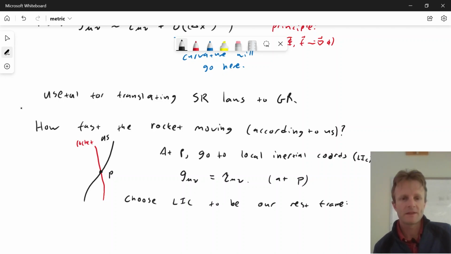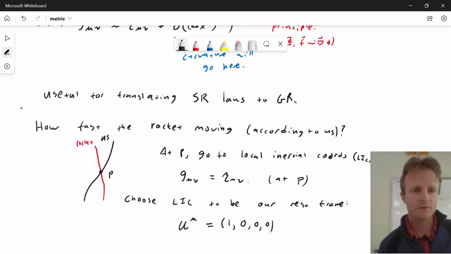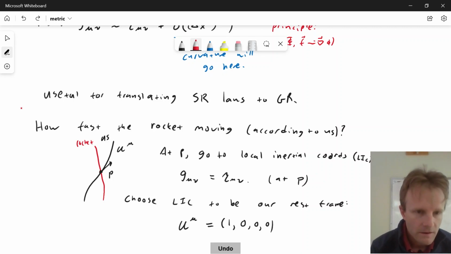So what's meant by that is, well, now in these coordinates at this point P, u mu is 1, 0, 0, 0. Okay, so that u will be our four-velocity. So that's u mu. And for the rocket, it will have its four-velocity, let's call it w mu.